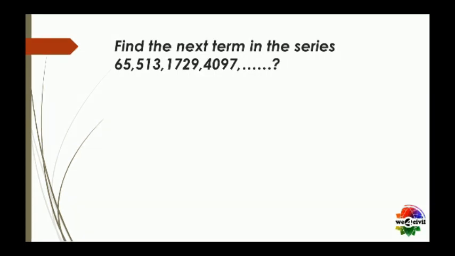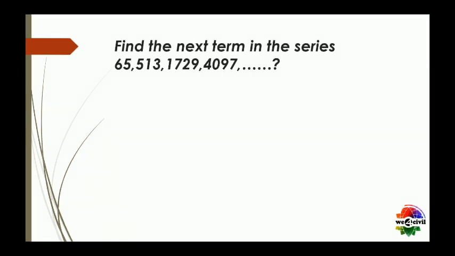Here you have 65, 513, 1729 and 4097. The problem with this question is that once you start seeing bigger numbers like 1729 and 4097, you'll start thinking whether you'll be able to do the question, whether it consumes a lot of time or not. So you will even think of skipping the question at that time. But as I said, if you know the cubes of numbers, this can be solved within just 5 seconds. You don't have to think much if you know the cubes of the terms.